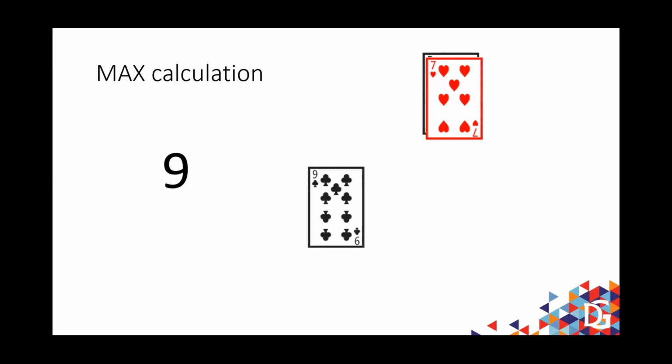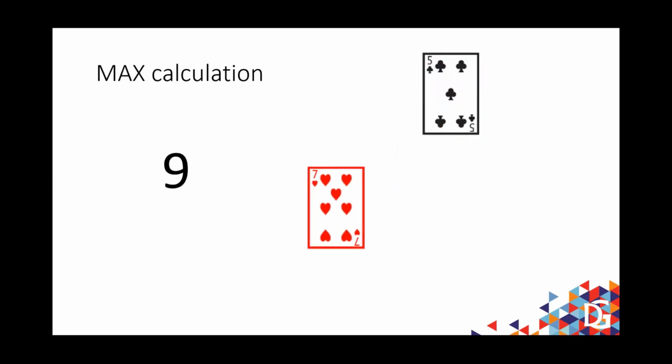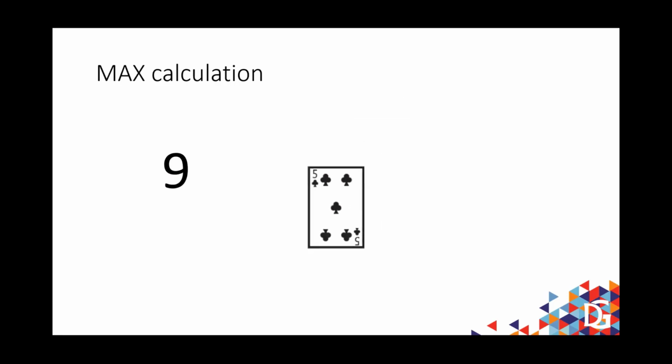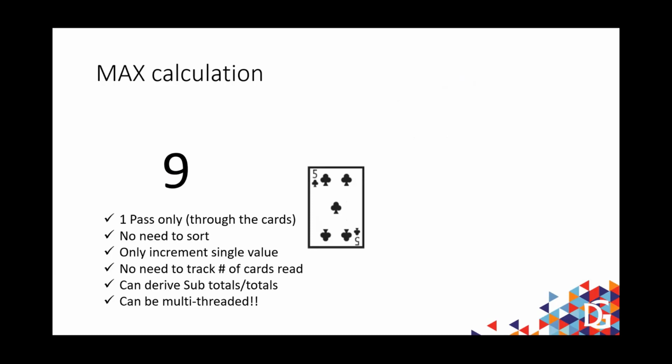And when we discard the 9, we bring down the 7, the next card. Are we higher? No, we're not. No change. Then we bring down the 5. Again, are we higher? No, we're not. So we can arrive at a max calculation, again, simply by doing only a single pass through the cards. There was no need to do any sorting. We still only need to increment a single value, like with the sum calculation. There's no need to keep track of the number of cards read. Again, we can derive subtotals and totals very easily without having to go back to the set of cards and do another scan through them.